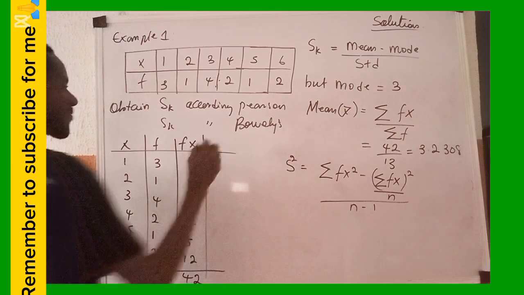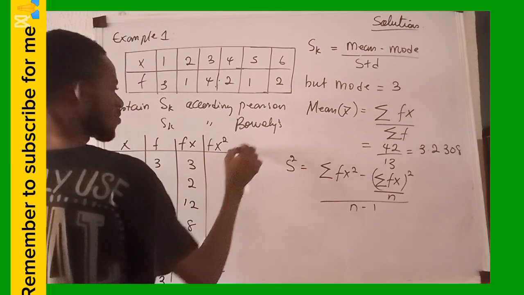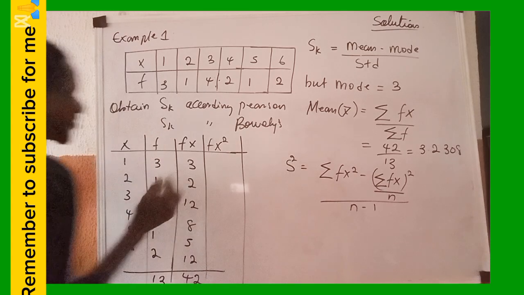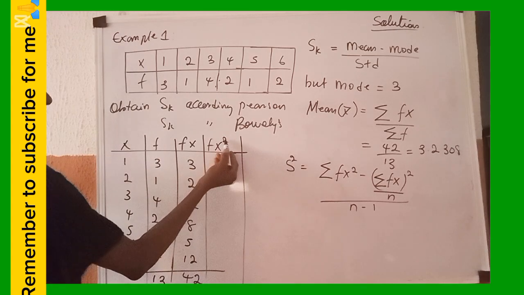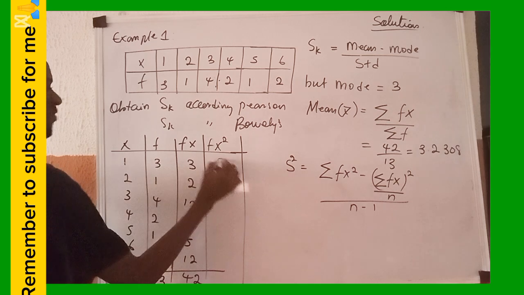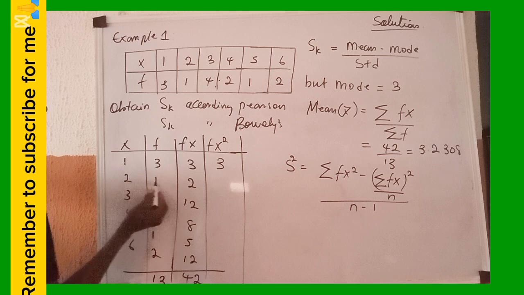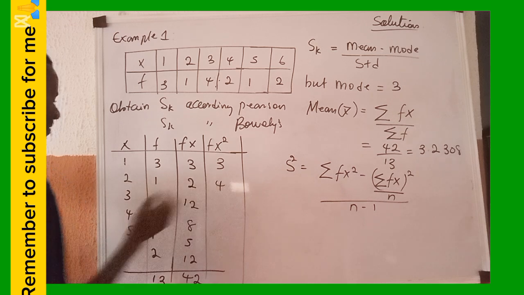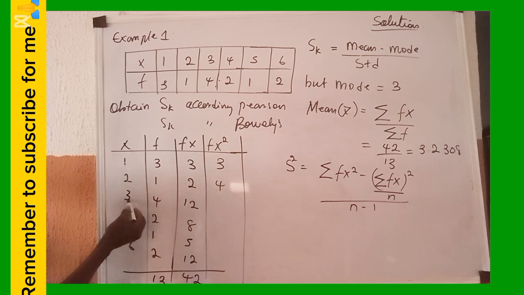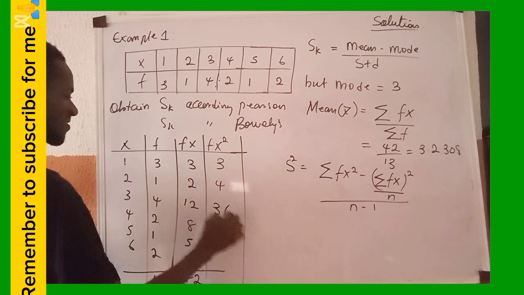That is to say, if you come here, you have a column for fx squared. So here is my x. That x must be squared first. Here is my x. 1 squared is 1, multiplied by 3 is 3. Here we have 2 squared is 4, multiplied by 1 will equally give me 4. Here is my x. X squared here will give me 9. 3 squared is 9, times 4 will give me 36.